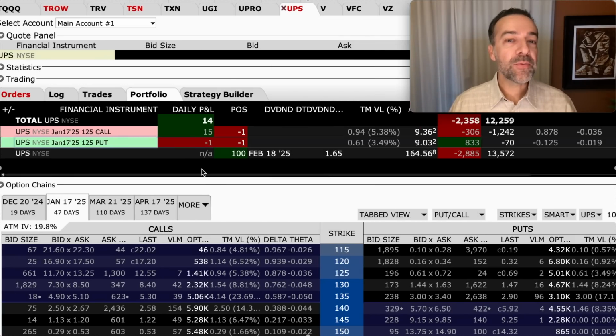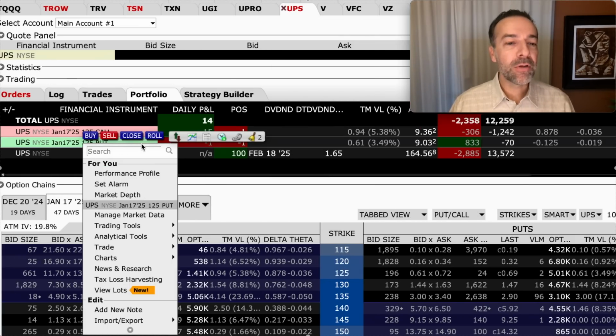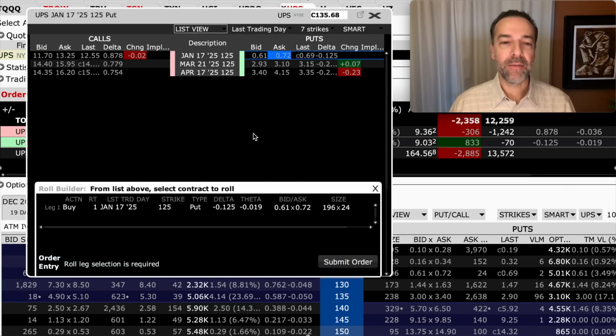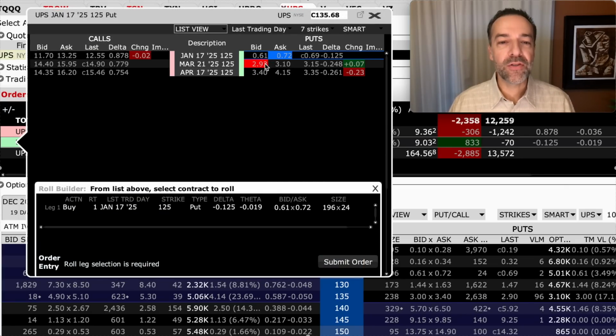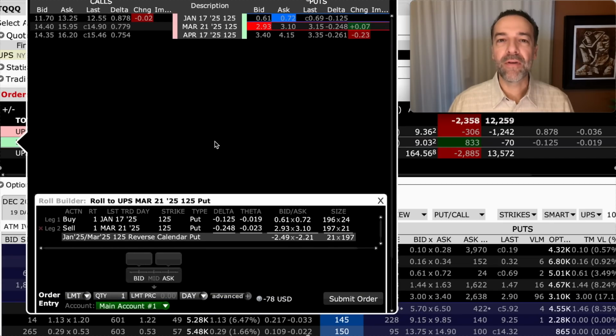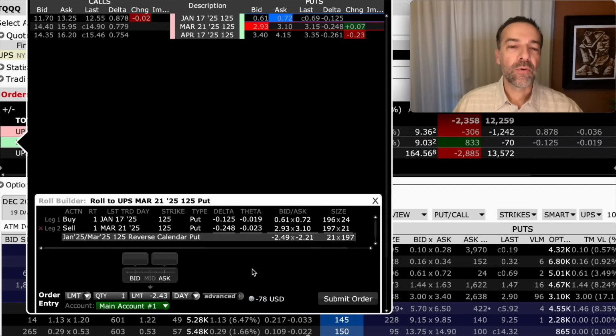So if we want to roll this option, all we're simply going to do is buy that put option back and roll it out in time. Let's say I was comfortable staying with the same 125 strike price. I buy the January back and I'd sell the March 21st 125 strike price put option. If we did this order, my broker is estimating, based on Friday's close, I get about $2.43 per share for rolling this out from January to March.